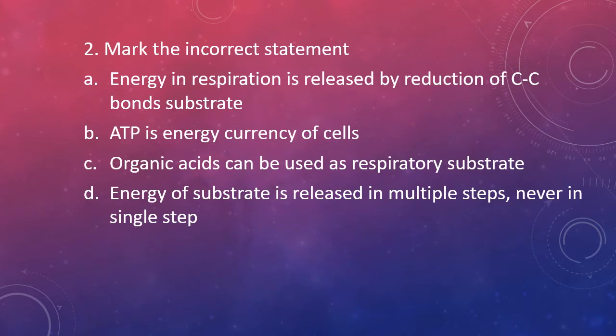Question 2. Mark the incorrect statement. Statement A. Energy in respiration is released by reduction of CC bond of substrates. B. ATP is the energy currency of the cells. C. Organic acid can be used as respiratory substrates. Or statement D. Energy of substrate is released in multiple steps, never in a single step.